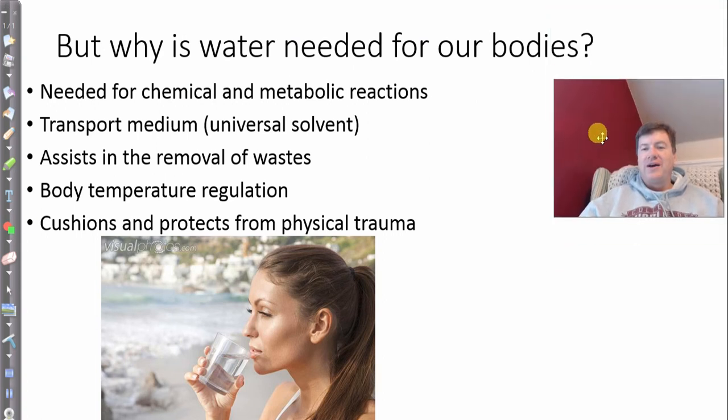Finally, why is water needed by our bodies? If we think about then water's properties, why do we need it so much? Well, water is needed for chemical and metabolic reactions. Our chemical reactions occur in water. Water is also referred to as a transport medium or universal solvent. As we've just seen with salt, lots of things dissolve in water, so lots of things can be carried by water. Your blood is primarily water.